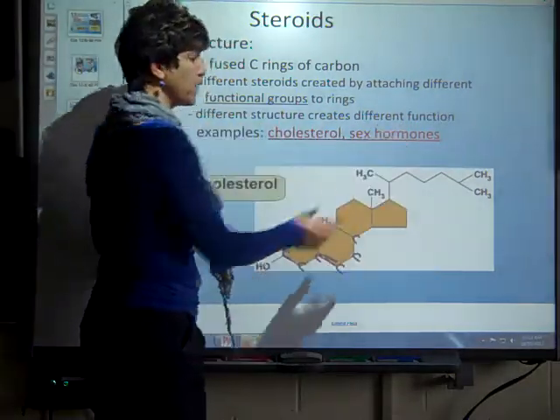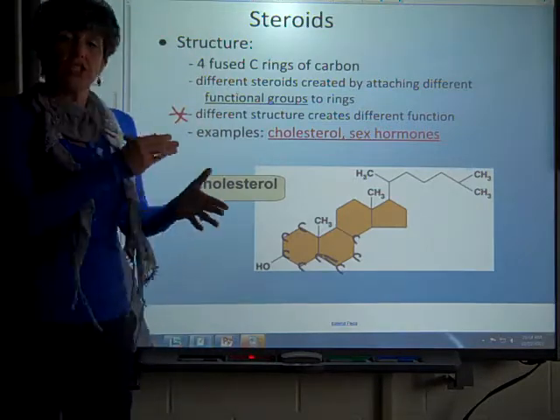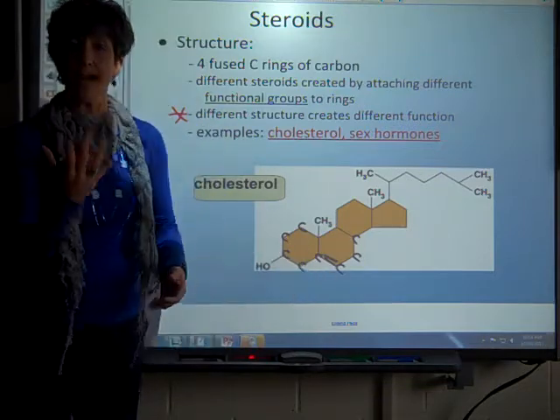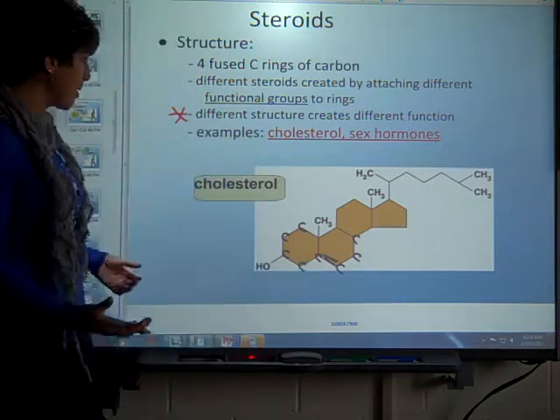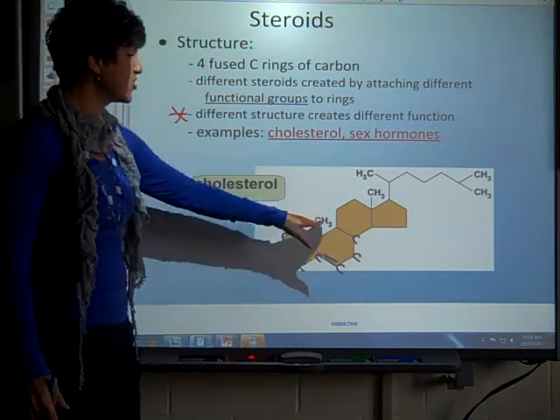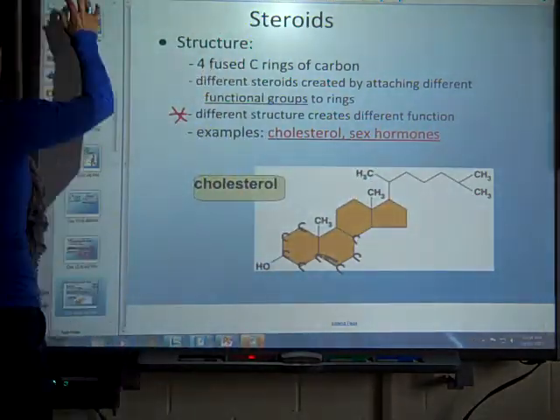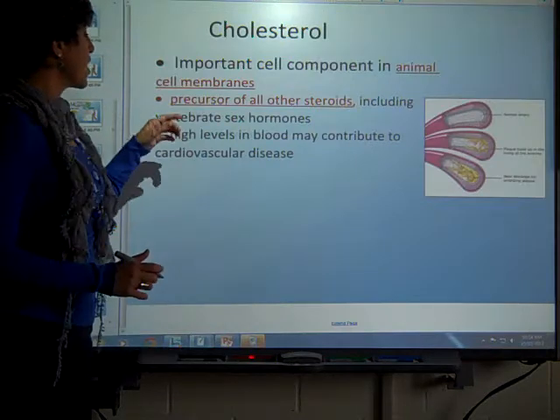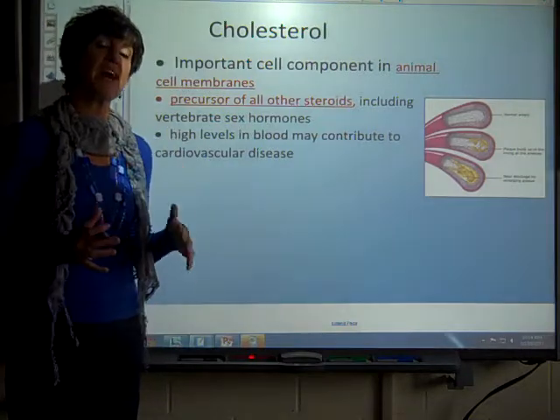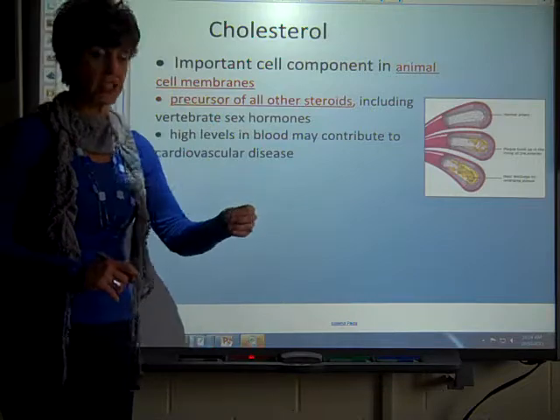Different structure creates different function. That is probably one of the key things for the whole unit. Structure determines function. What can you tell me about the structure that will allow me to say what it can do? What could its job be? So cholesterol has a very specific job based on the fact that it has this OH and this methyl and this chain. Sex hormones have a different structure slightly. So cholesterol, an important thing about cholesterol is that it can actually provide a little bit more flexibility in a cell membrane as long as there's not too much of it.